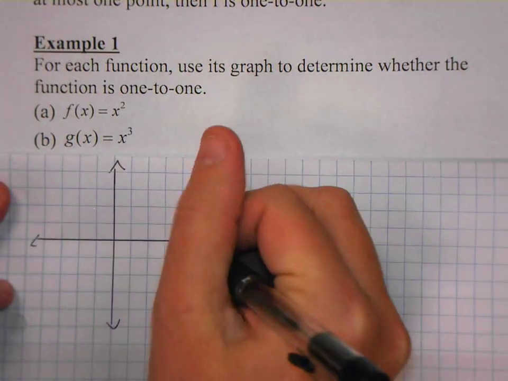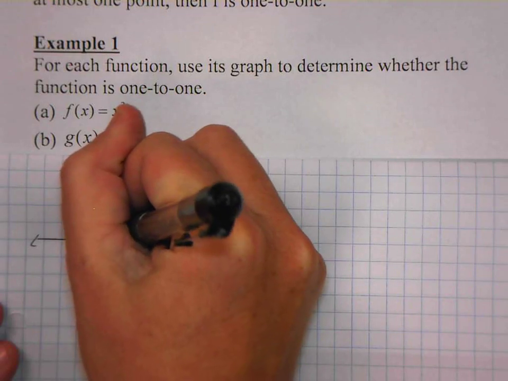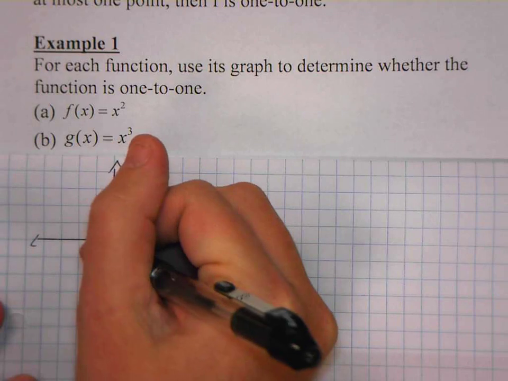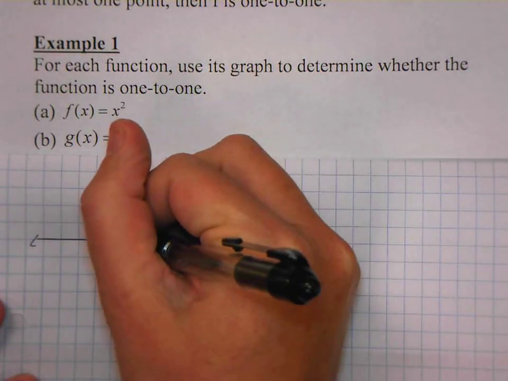Some of the key points on a cubic graph are 0, 0, 1, 1, 2 would take me all the way up to 8, -1, -1, and then -2 would be down at -8. So just kind of a reminder that you get this curve.